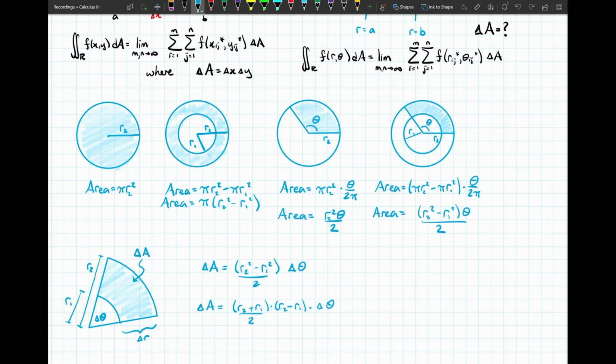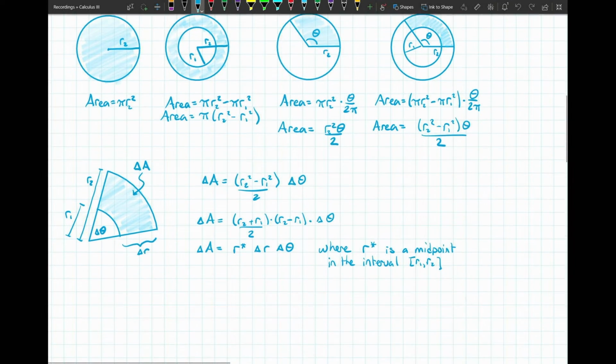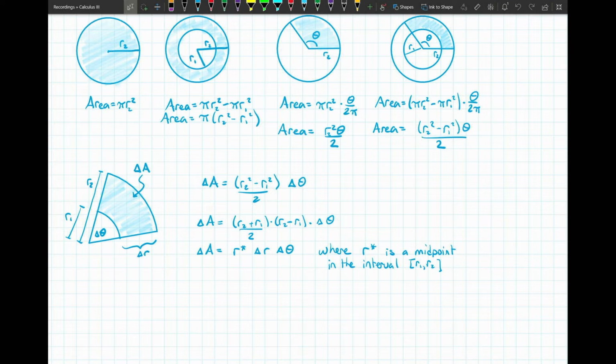It's actually probably one of the best places to sample inside this polar rectangle to evaluate the double integral at. So that gives us a formula for delta A. Delta A is equal to some r star value, where r star is the midpoint between r1 and r2, times delta r times delta theta. And that gives us our Riemann sum in terms of delta r's and delta thetas finally.